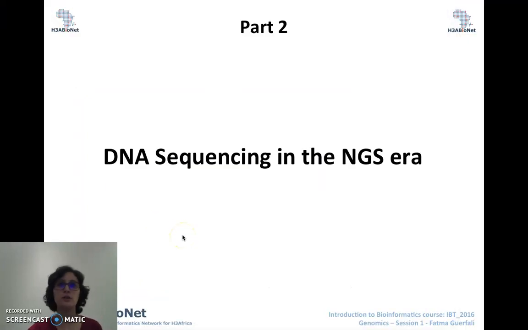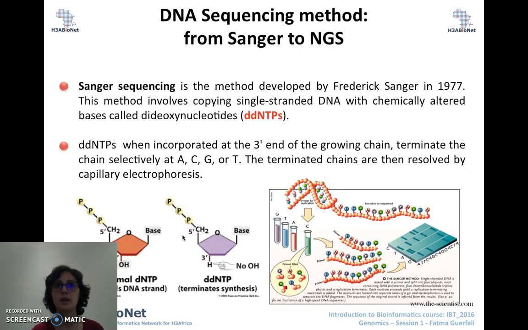Okay, now in part 2 we will be seeing how the novel technologies of sequencing replaced the Sanger sequencing and what these technologies are. So Sanger sequencing is a method, as we saw, developed in 1977, and the sequencing is based in fact on the incorporation of a modified base that is called dideoxynucleotide or ddNTP.